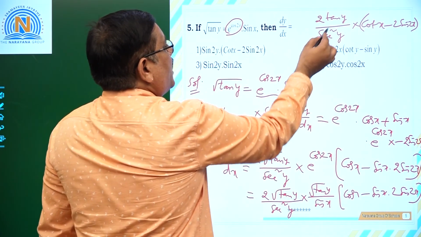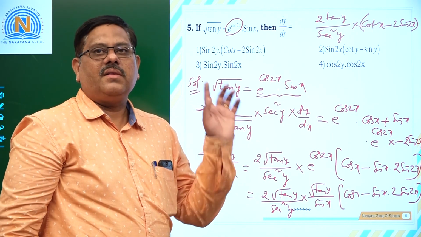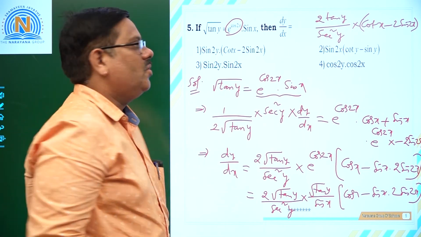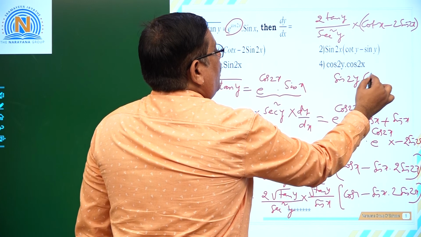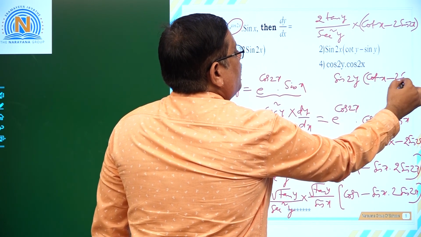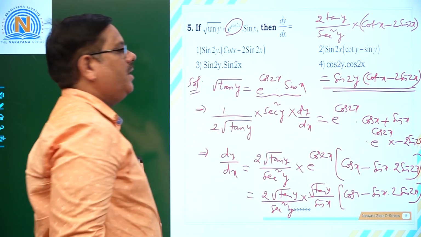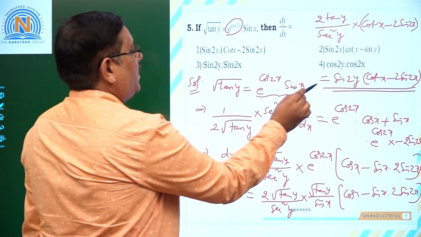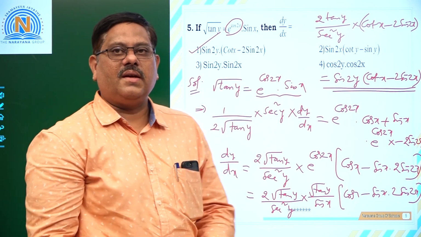Right? Now what is 2 tan y by secant square y? Tan y by secant square y, that is becoming sin 2y. So this entire value becomes sin 2y. Sin 2y into cot x minus 2 sin 2x. Okay? So that is the value for dy by dx. So dy by dx is sin 2y into cot x minus 2 sin 2x. That is nothing but the first option for us. That is the right answer.